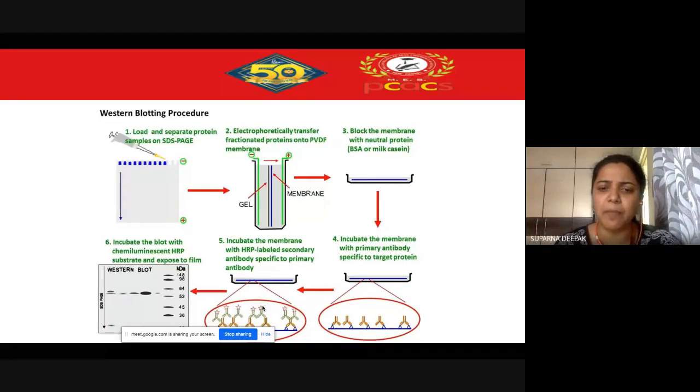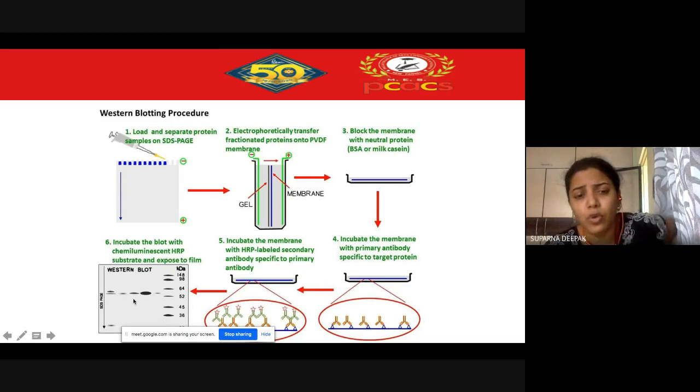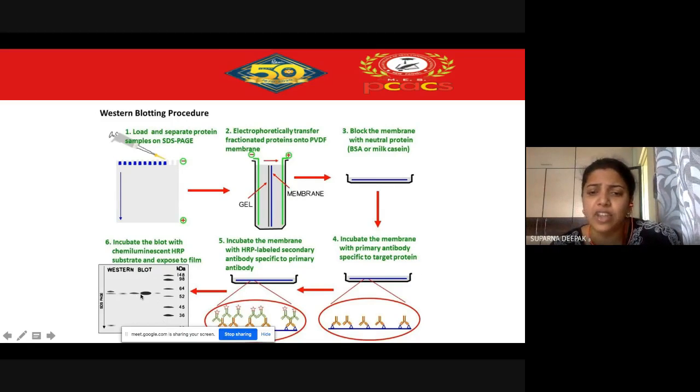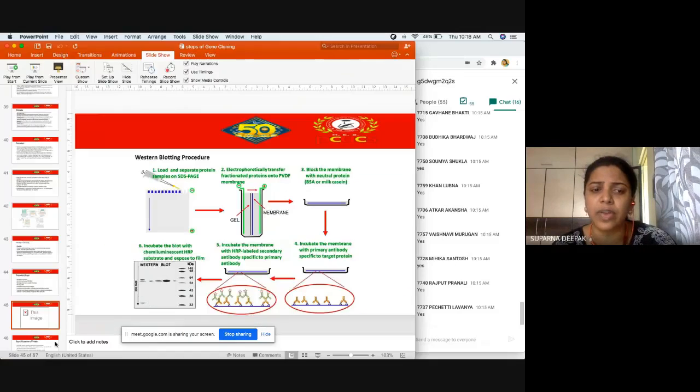So depending upon your antibodies, you would have the enzymes, and the substrate is going to be exposed, so that there would be bands which are going to form depending upon where your protein of interest is located, right? Such kind of spots you will get when you are seeing your results. Okay.